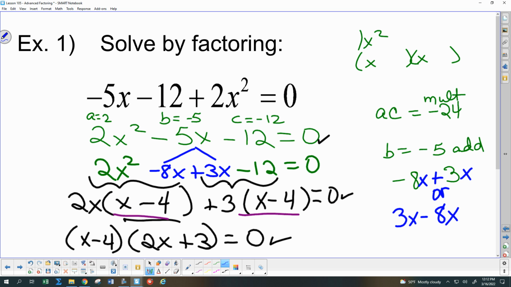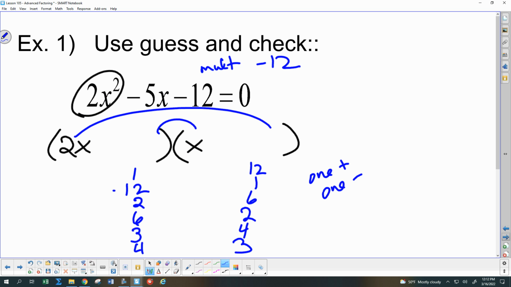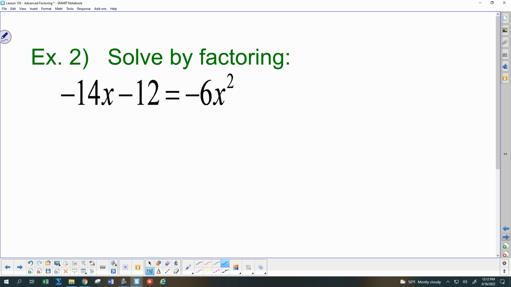You would end up getting the same thing that we had here. You'd eventually put a plus 3 with the 2x and a minus 4 with the 1x. So you'd eventually get to that down here with one of them plus and one of them minus. Does that much make sense? Okay, let's move on to another one.